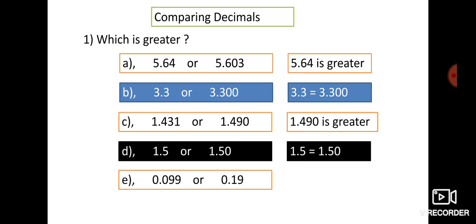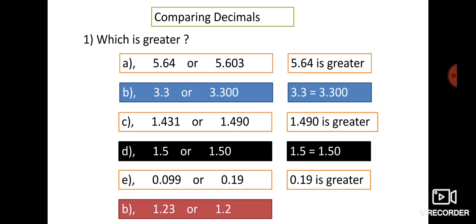E question: 0.099 or 0.19. Here the whole parts are both 0, the same. Then after the point, the first digit is 0 in one and 1 in the other. Yes, 1 is greater. Then no need to compare the next digits. 1 is greater. Therefore, 0.19 is greater.